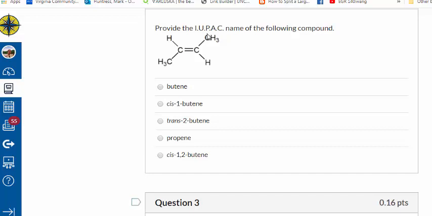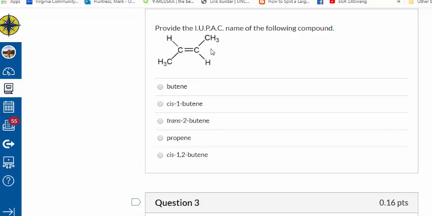So I guess we only eliminated propene as an answer here. And then it has a double bond, so this is not an ane, but an ene molecule. I guess that doesn't help us much. But okay, let's get to the trans part.